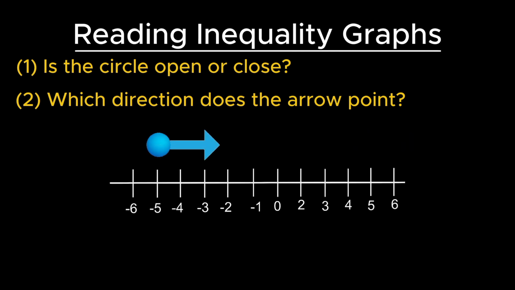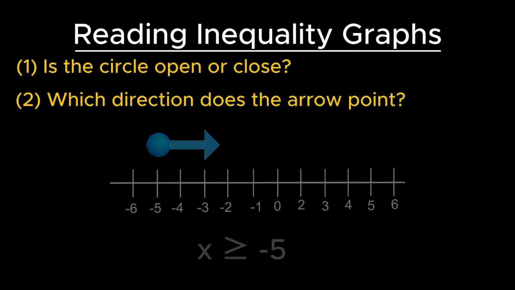Again, we have a closed circle at -5, meaning -5 is included. And the arrow is pointing to the right, which shows greater than. So the inequality is x ≥ -5.